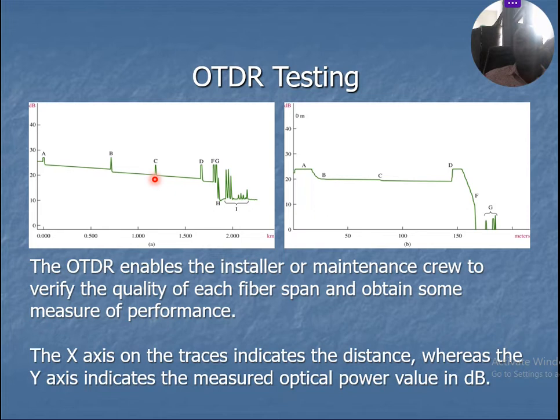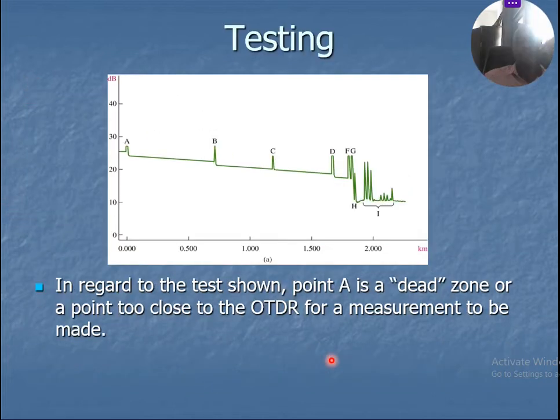Okay, now if you look at this graph, the x-axis on the trace indicates the distance. I already explained this. This is the x-axis, according to physics, or your graph in basic mathematics in secondary school. So this is your horizontal axis, which is your distance axis, and then the vertical axis is your power axis, whereas the y-axis indicates the measured optical power value in decibel. I already explained this. Let's move on quickly.